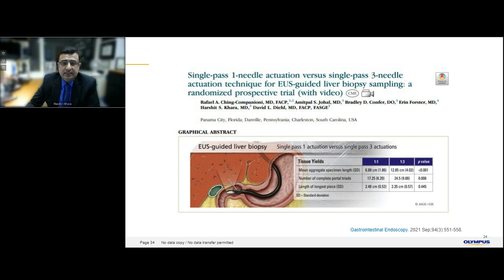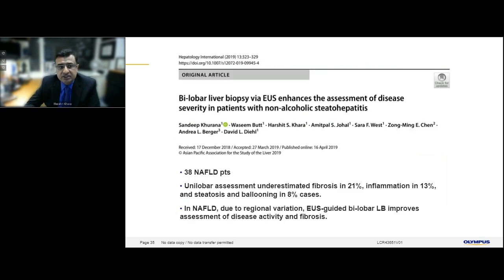So we feel that doing 3 fanning actuations just with a single puncture, so you're not coming out of the liver capsule, you're puncturing the capsule and doing 3 actuations with a wet suction technique, yielded significantly more optimal specimens as compared to the 1 pass, 1 actuation technique. And then comes the question of bilobar. Can we get away with just one side? Do we have to pick right or the left?